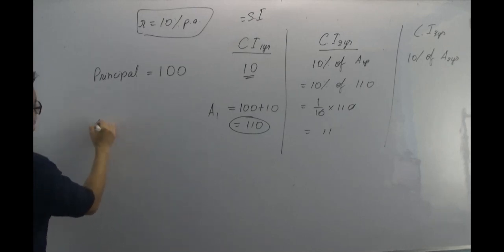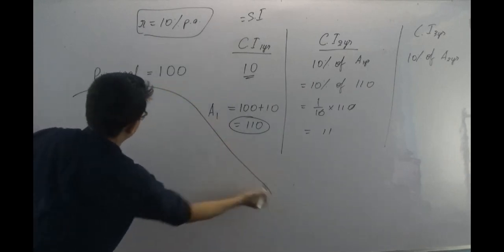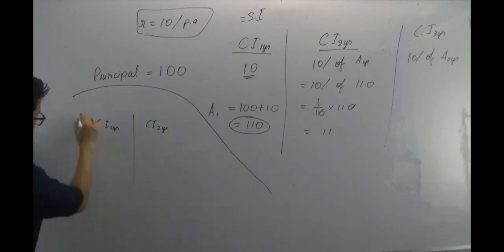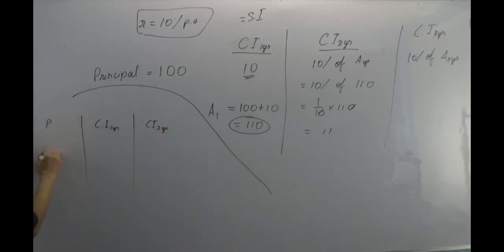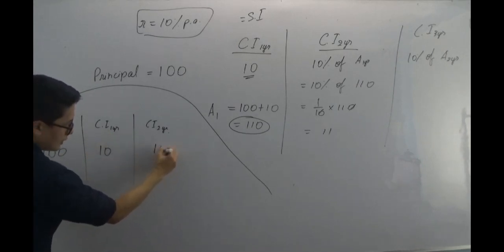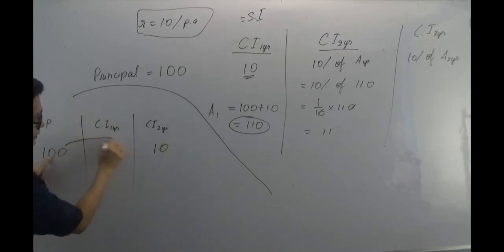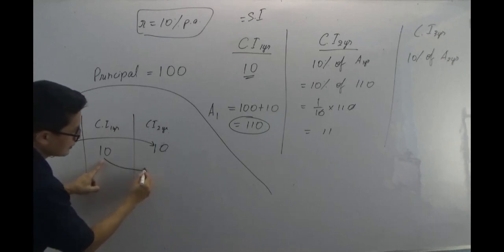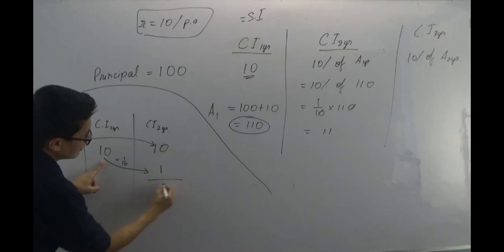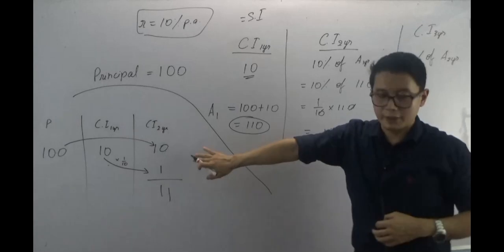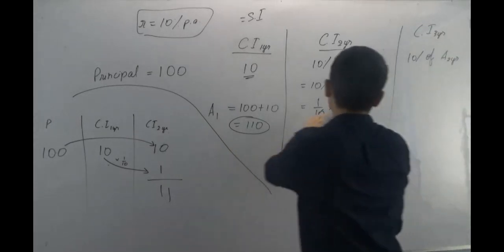Simple interest, CI 1 year, CI 2 year. Principal is 100. Compound interest 10% for the first year. The interest rate is 10%, which is 1 by 10. Have the 10% of this, the 1. In a chart format, the breakup of this 110 is nothing.